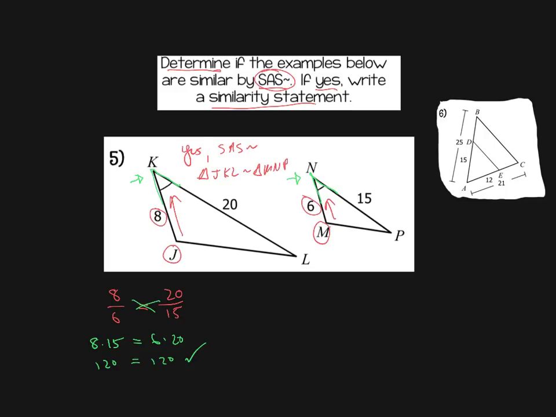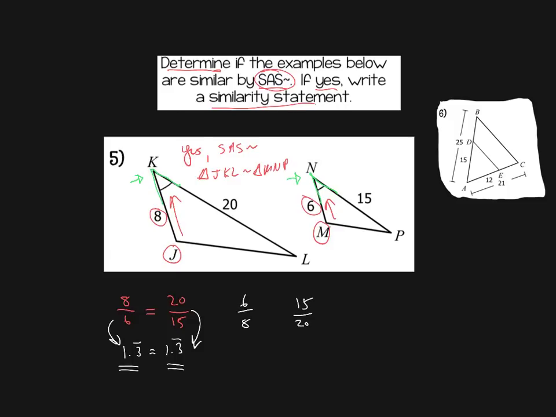Now the other thing we could have done is I could have also just done the division to check to see if they're in proportion to each other. 8 divided by 6 is 1.3 repeating. 20 divided by 15 is 1.3 repeating. You could have written it as 6 over 8 and 15 over 20. You check it that way. 6 divided by 8 is 0.75. 15 divided by 20 is 0.75, and that equals. So either way, yes, yes, yes, and yes. This one works. Number 5 works.